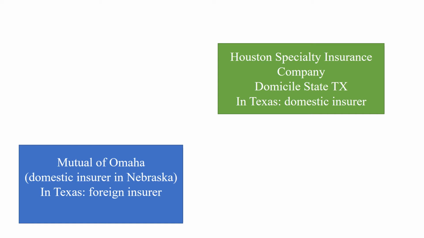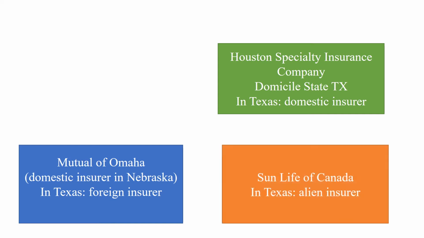Finally, an alien insurer is an insurer chartered by a foreign country. For example, Sun Life of Canada is chartered by the Canadian government. If this insurance company gets licensed and can do business in Texas, from the Texas government's point of view, this insurer, Sun Life of Canada, is an alien insurer.